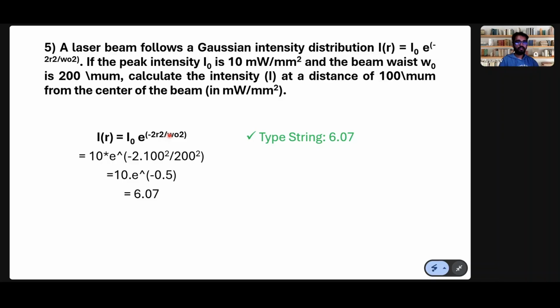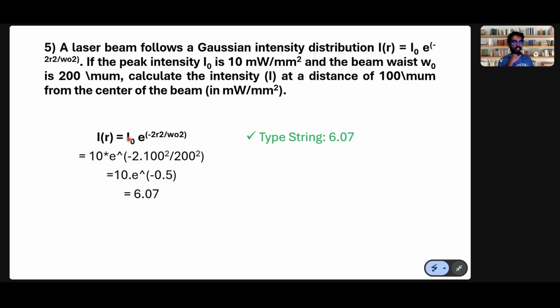So I hope this problem is clear. Once again, I can explain it again. We have this Gaussian intensity distribution where I(r) is given by I naught into e power minus 2 r square by omega naught square, where r is 100 and omega naught is 200. So you just have to substitute all these values, I naught, r, and omega naught, and you will get this mathematical expression. You just have to solve it in the calculator to get the value as 6.07.